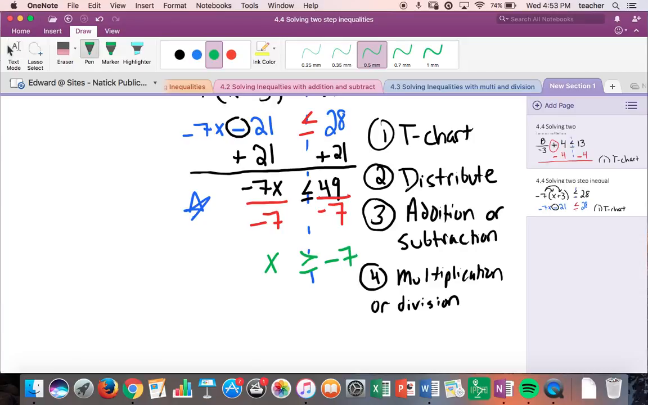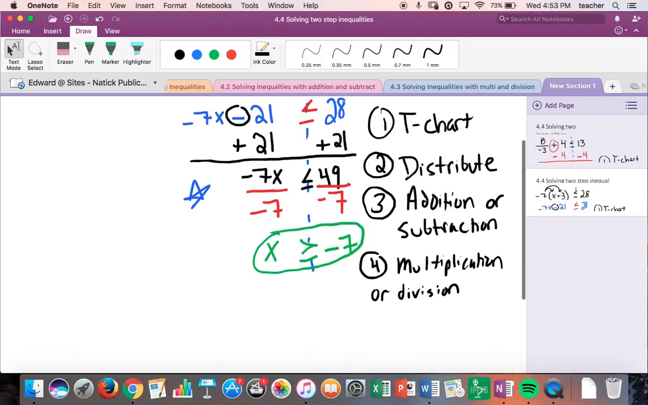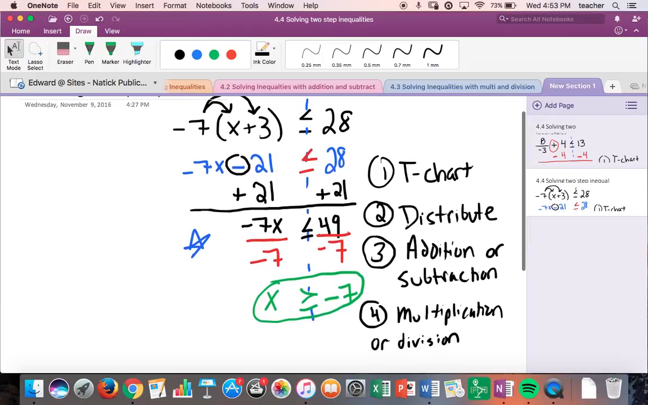Because 49 is positive, a positive divided by a negative is a negative. And 49 divided by 7 is 7. And so the solution to this inequality, the solution set being what you graph, is x is greater than or equal to -7. Okay, and so that is how you solve a two-step inequality using the distributive property.